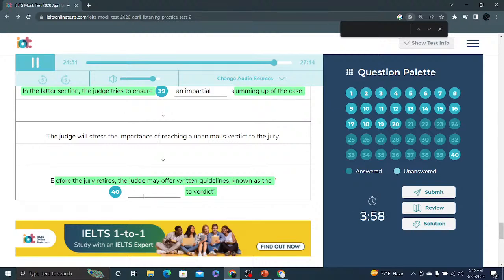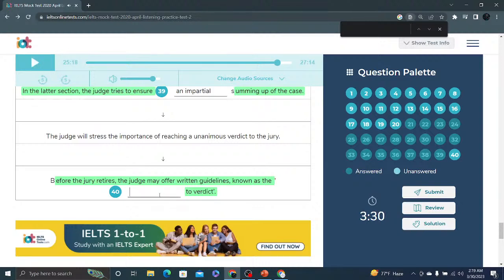After the summing up, the judge will stress the importance of reaching a unanimous verdict. The jury will then retire to consider their decision. If the case is particularly complex, the judge will first issue the jury with a written document entitled A Route to Verdict. This is essentially a series of questions the jury should pose themselves whilst considering the verdict.